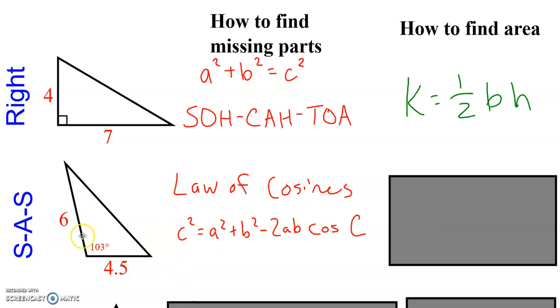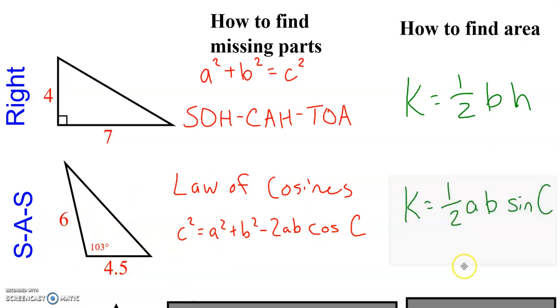To find the area of this triangle, we learned a formula back in 6.1 that looked like this. Basically, it's similar to this, but you replace height with a calculation that is equal to height. So it's K equals 1/2 times A times B times the sine of angle C. So it's basically 1/2 times this side length times this side length times the sine of the included angle.